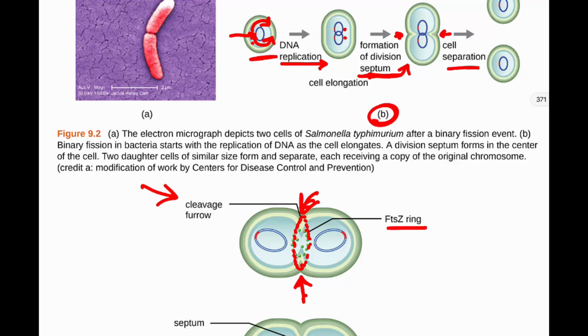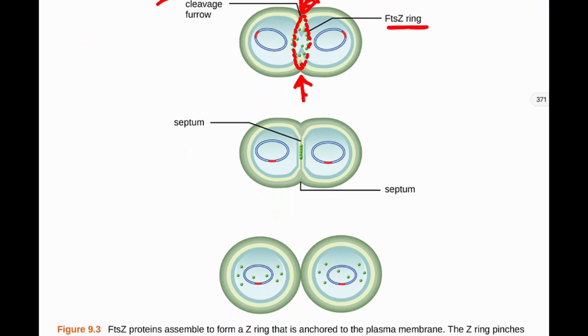So now we have two separate cells. If we scroll down, we can see the rest of this figure here where you can really see the septum. So we have our FtsZ ring. Remember, it's pulling in, kind of like a rubber band. So it's placed on there and it kind of pulls tighter. So I guess like a rubber band is pulling in this middle of this elongated cell.